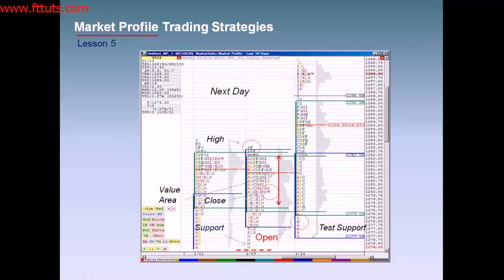And if you notice, we have this support. Now here's where we open the following day. We come back to test the support. And what happens? We don't even make it all the way down to the low of the prior day. So obviously, we have a long-time frame trader that saw this as an advantageous price and began buying at this level. So when that happens, prices started to move up.